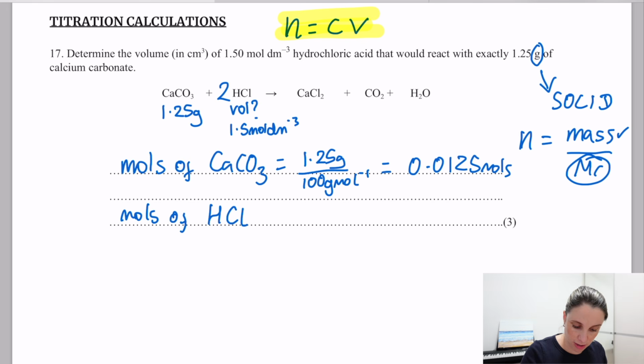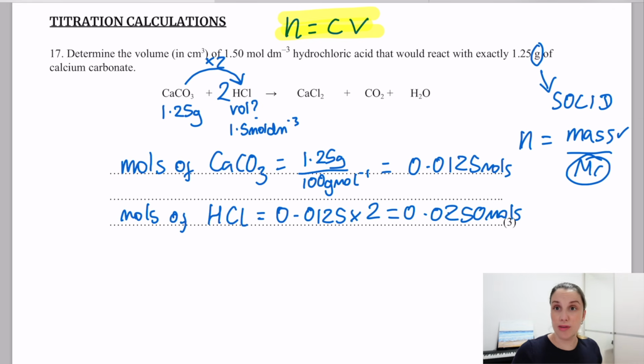So using the ratio, I can now work out the moles of hydrochloric acid. The ratio is 1 to 2, so I'm going to need to times my moles by 2. So I'm going to take my 0.0125, times that by 2, and that'll give me 0.0250 moles. So that's how many moles of hydrochloric acid that we have.